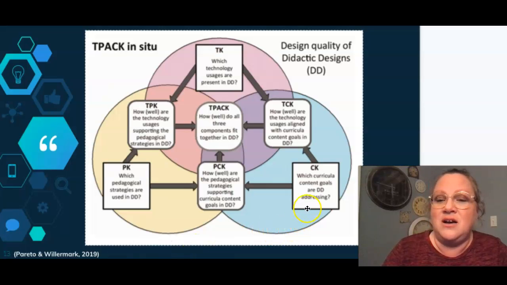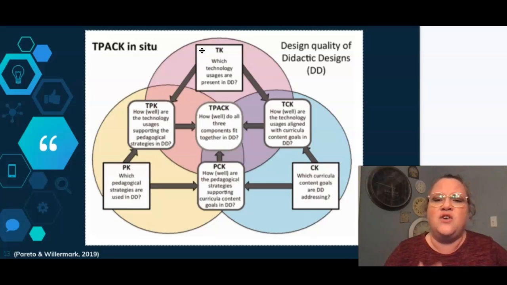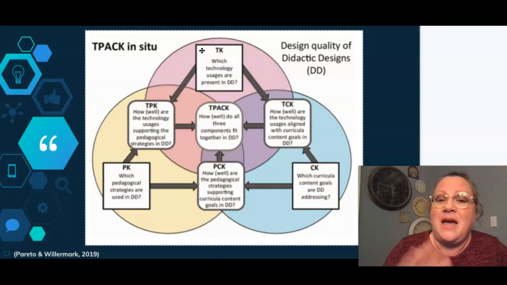When you're talking about content, you're asking yourself, what are the curriculum goals that my educational design, my lesson design is addressing? When it comes to pedagogy, you're asking, what strategies do I use in my lesson design? When it comes to technology, you're asking yourself, what technology pieces, what technology tools do I have at my ready to use in this design? And then we're going to ask some questions about how these go together.